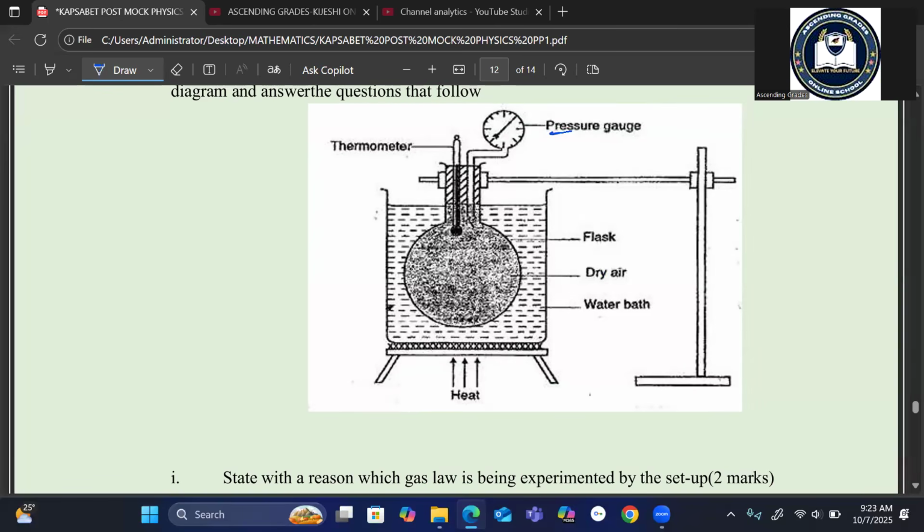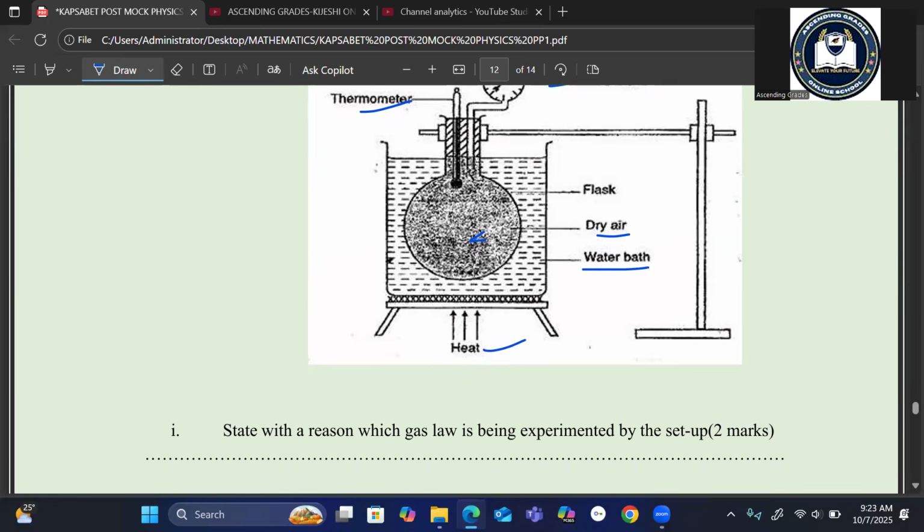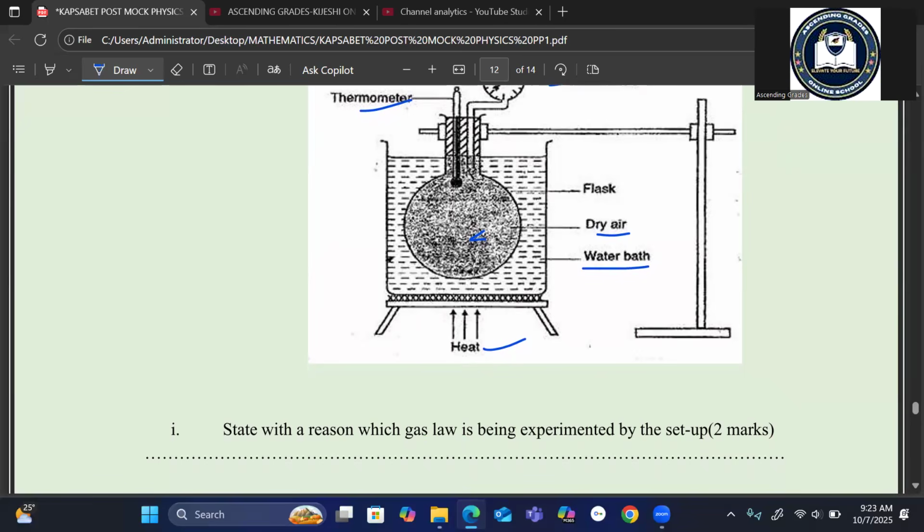We're having a pressure gauge. We have our thermometer. We have some water bath. We have dry air inside this flask. We have a source of heat. State with the reason which gas law is being investigated or experimented by the setup.